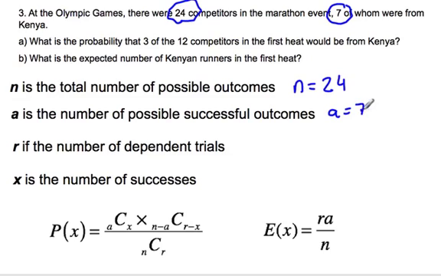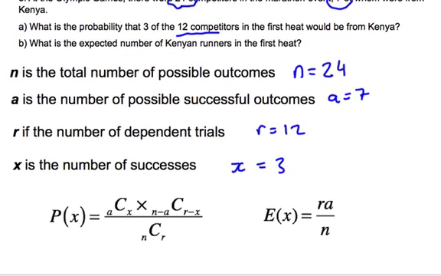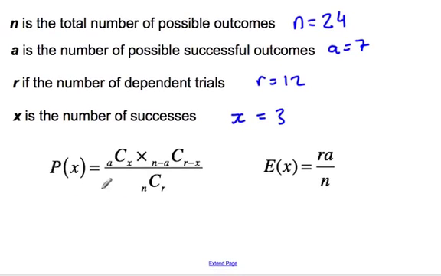The number of dependent trials is the number of times we're going to pick for the first heat, and this will be equal to 12, since we're picking 12 competitors for the first heat. And X will be the number of Kenyans that are actually chosen, so we're going to say that 3 of the 7 are chosen for the first heat. So here's all the information we need in order to figure out the probability that 3 Kenyans are going to be in the first heat.